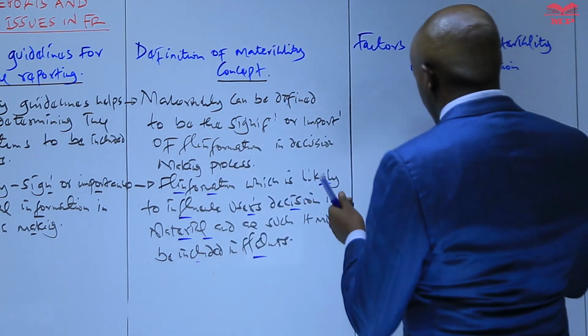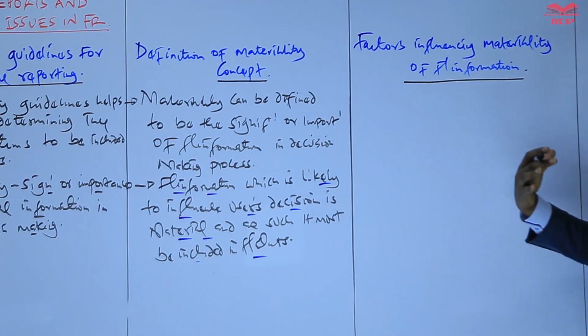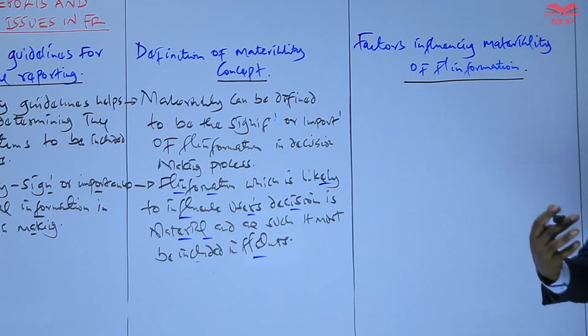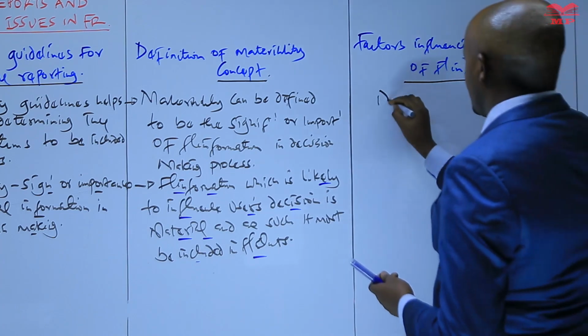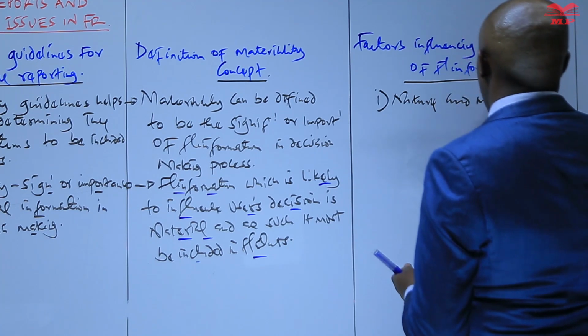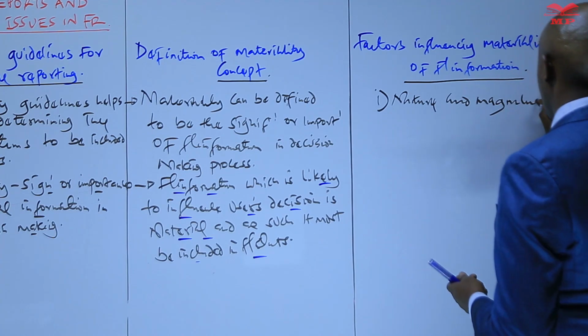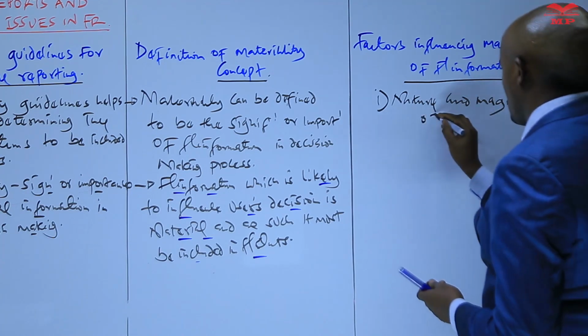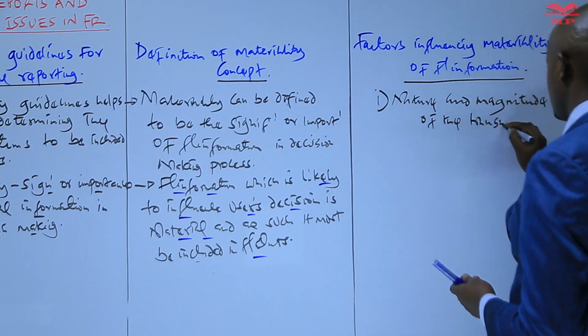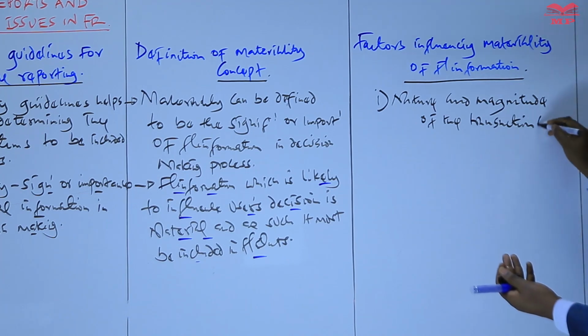Which are some of the factors which determine whether financial information is material or not? Number one, we have the nature and the magnitude of the transaction, or basically we can talk of the nature and the magnitude of the item.